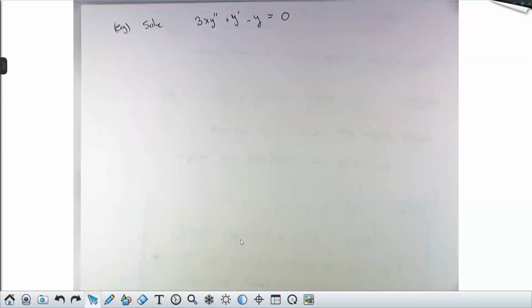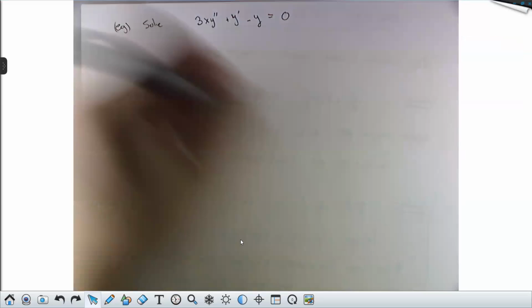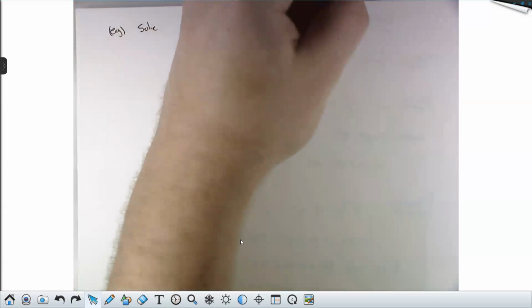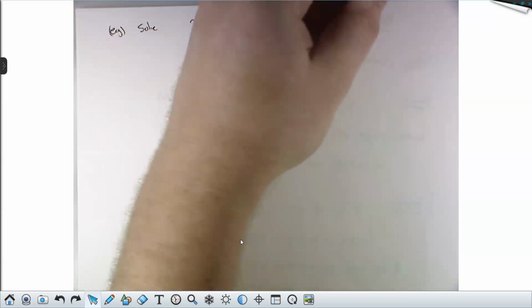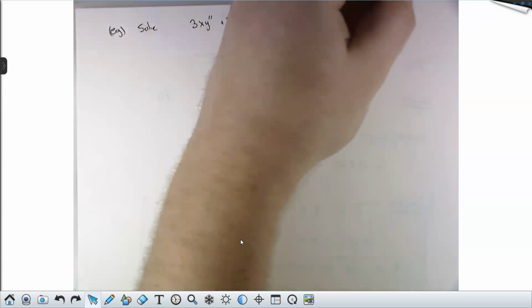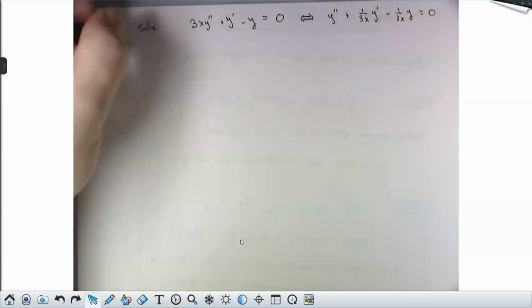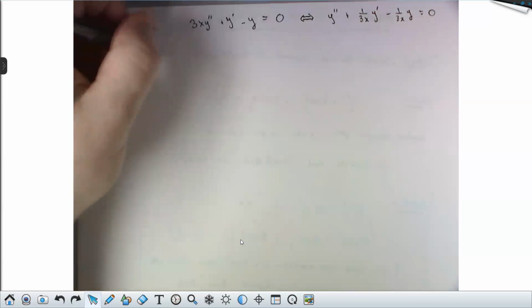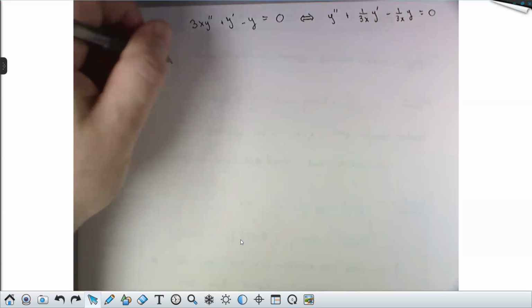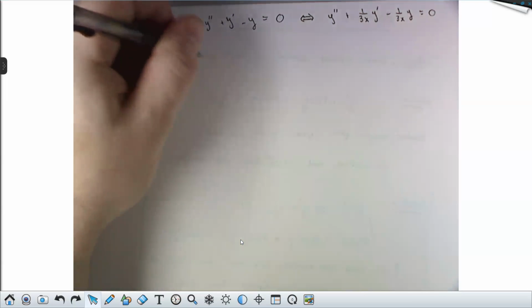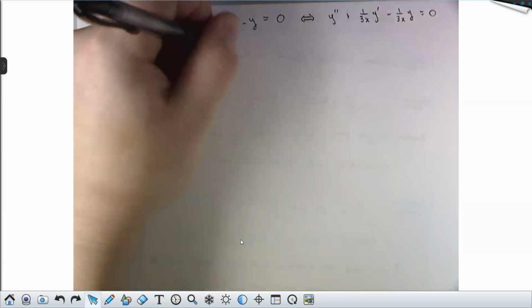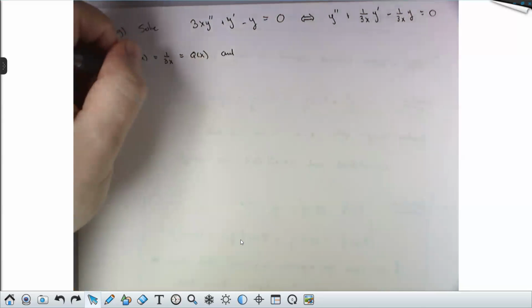So the game here is going to be to start looking for singular points. If I put this in standard form, that is y double prime plus 1 over 3x y prime minus 1 over 3x y equals 0. So p of x is 1 over 3x, which is also q of x. And that means x equals 0 is a singular point.